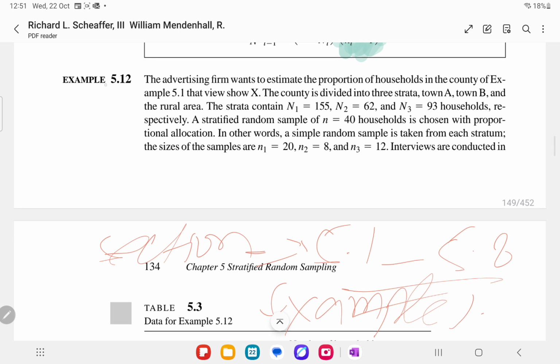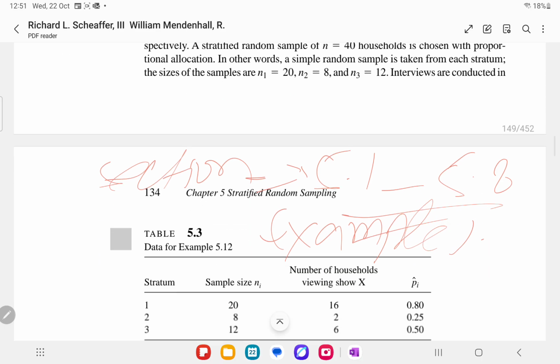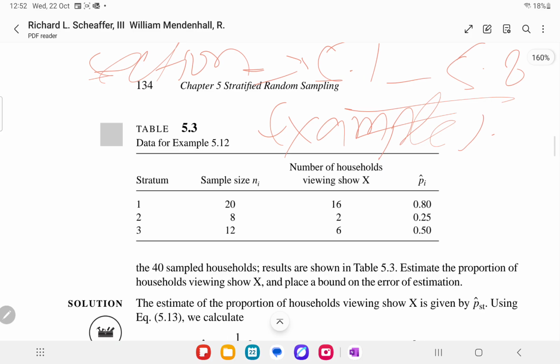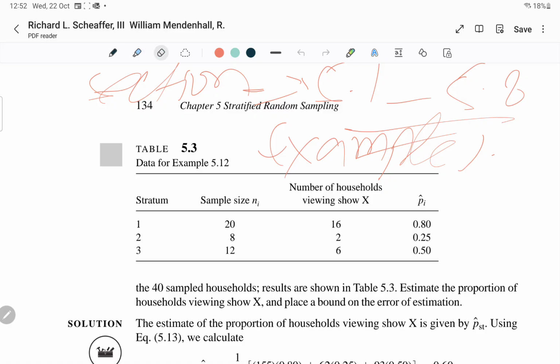Now we can have one example, question number 5.12, in which we have again the same example with 3 strata, and the sizes are N1 55, N2 62, N3 93, and a stratified random sample of n equal to 40 households is chosen. In other words, a simple random sample is taken from each stratum of sizes n1, n2 and n3. This table is giving you all the information that is needed.